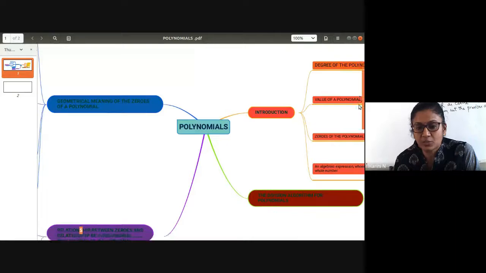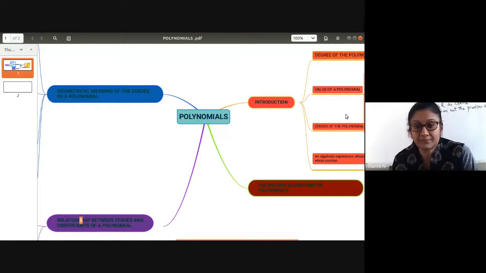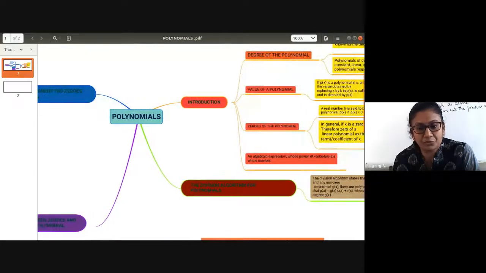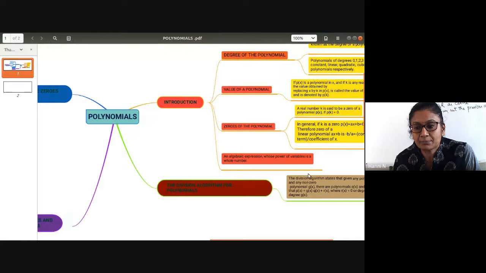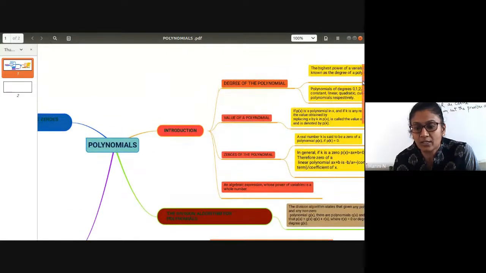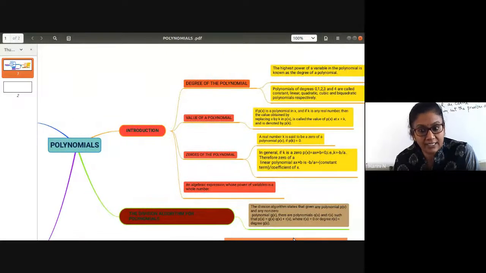So this is how the central node starts with the polynomials. Here we have the introduction part, which is what exactly I'm going to do today. In the introduction part, we are going to quickly revisit all the concepts that we have done in class 9. It starts with the degree of a polynomial, then what is the value of a polynomial and how do you find it, then the zeros of the polynomial, and when does a polynomial convert into an algebraic expression. All this we will be quickly seeing in the first video that I shall be playing.